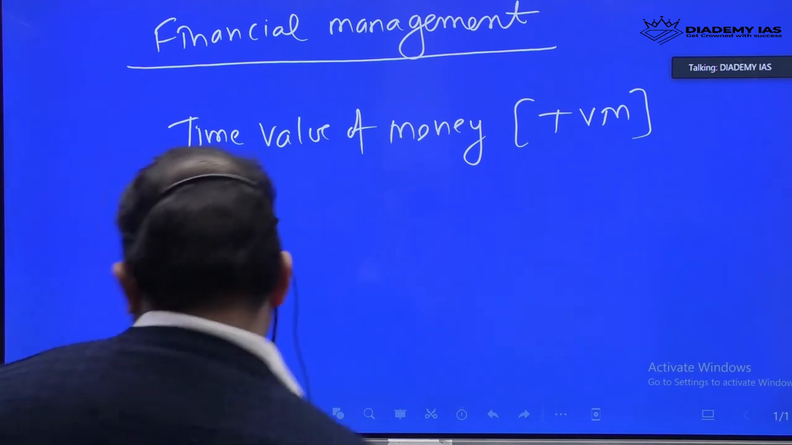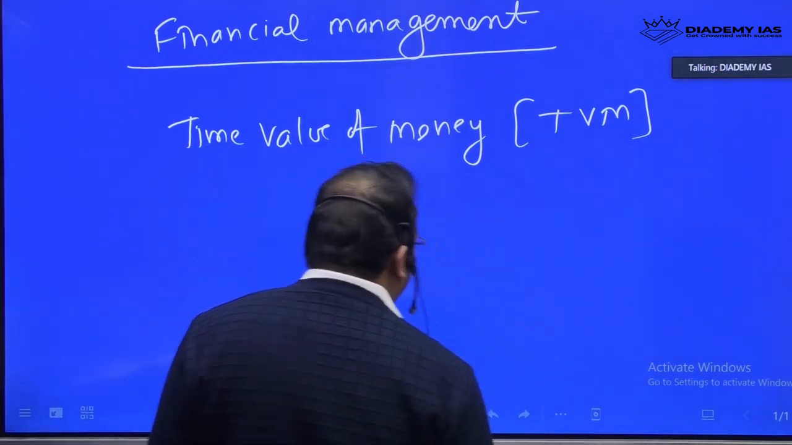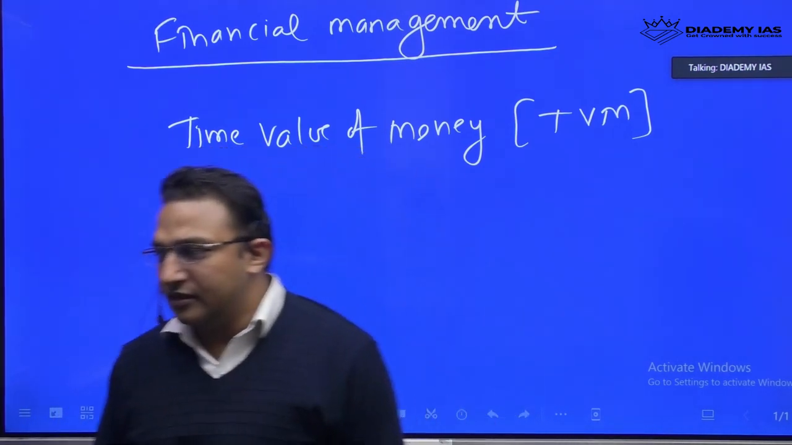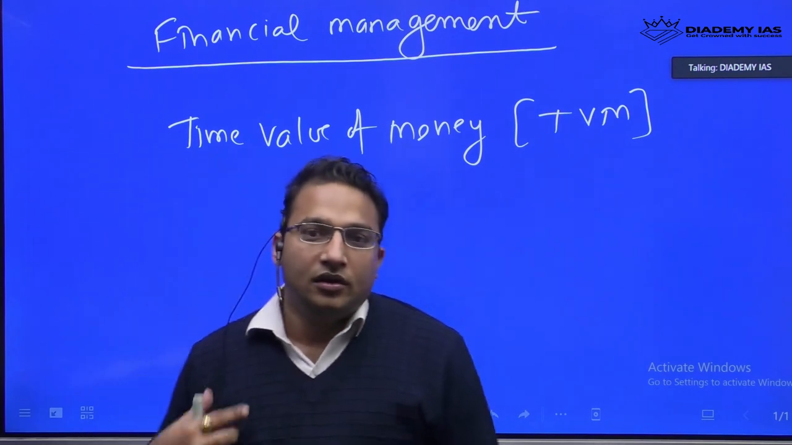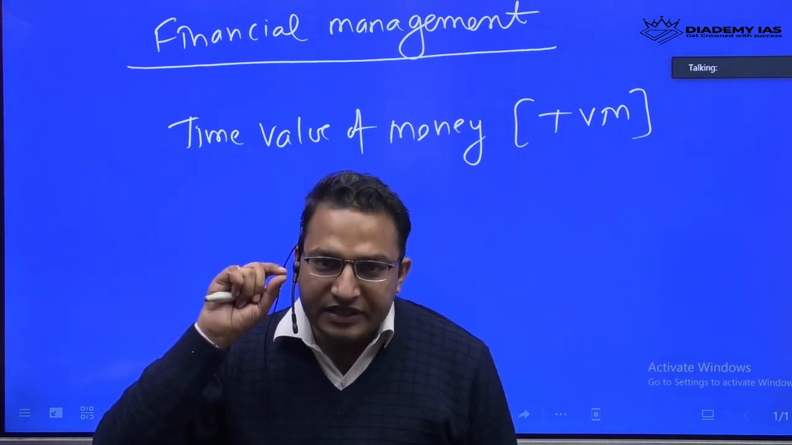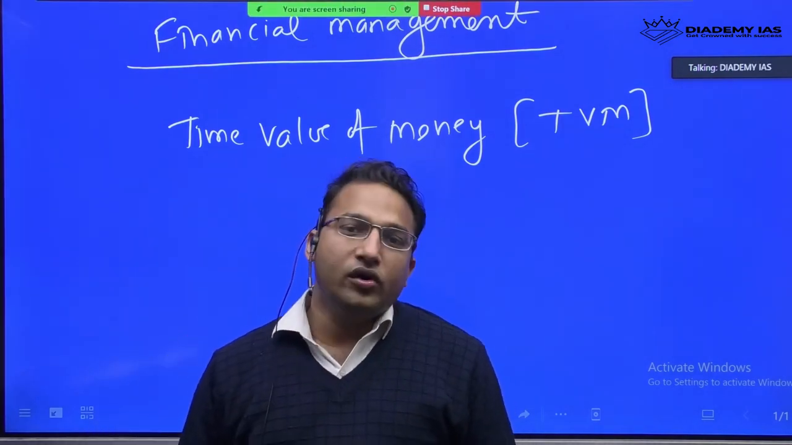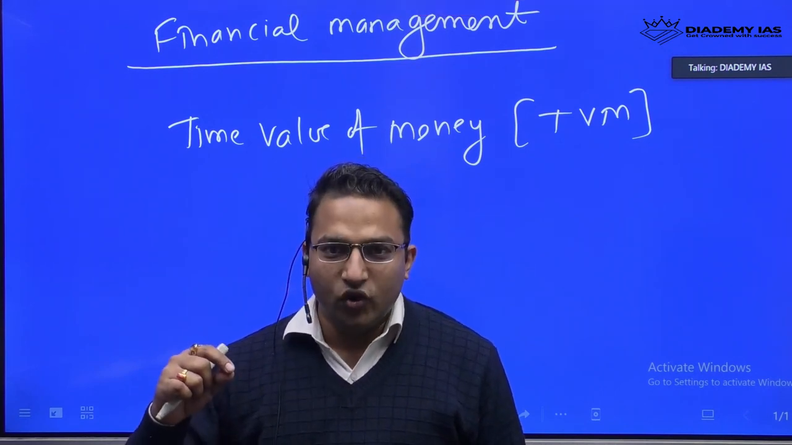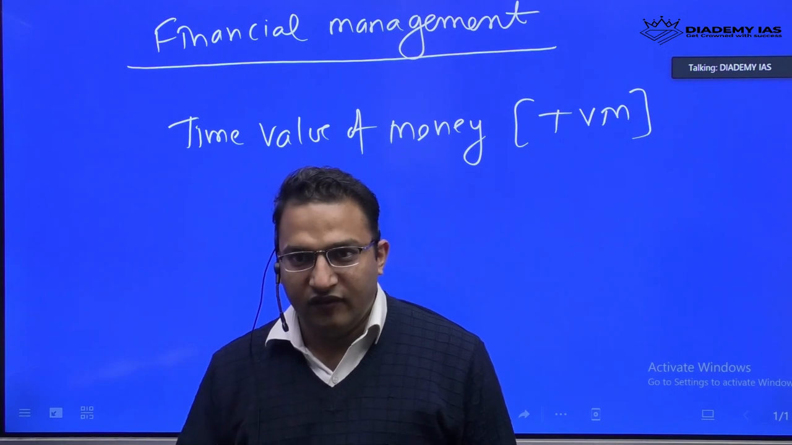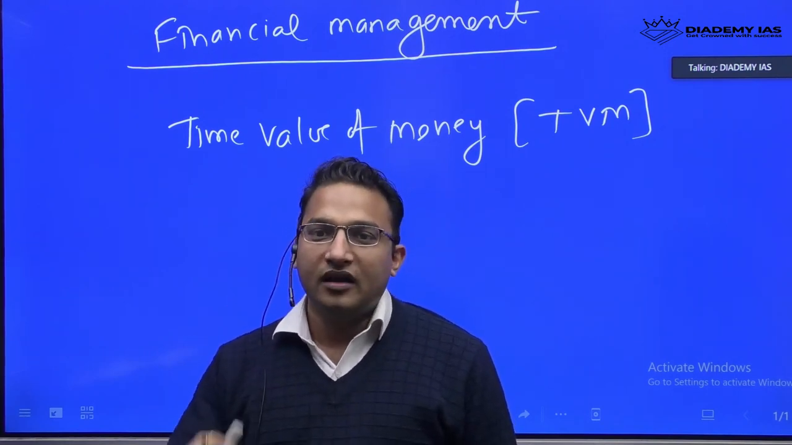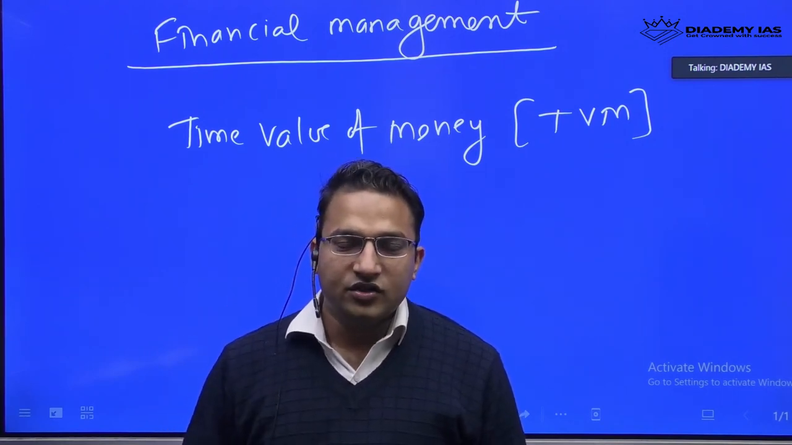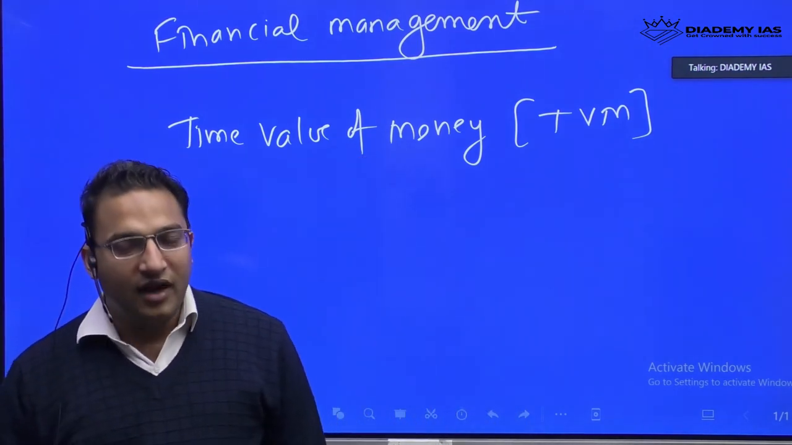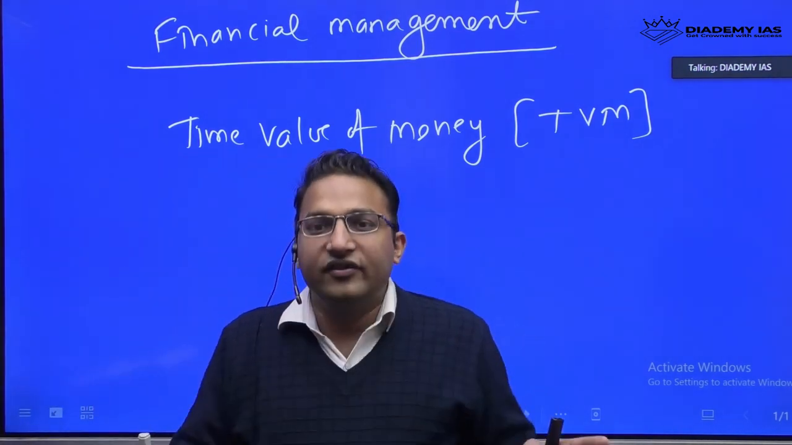So basically, what is the concept of time value of money? Time value of money basically means a very simple thing. The value of a rupee received today is more than the value of 1 rupee received later. If we receive 1 rupee today, it is more valuable as compared to the rupee that we receive after 1 year. Okay. So what is the reason for this?